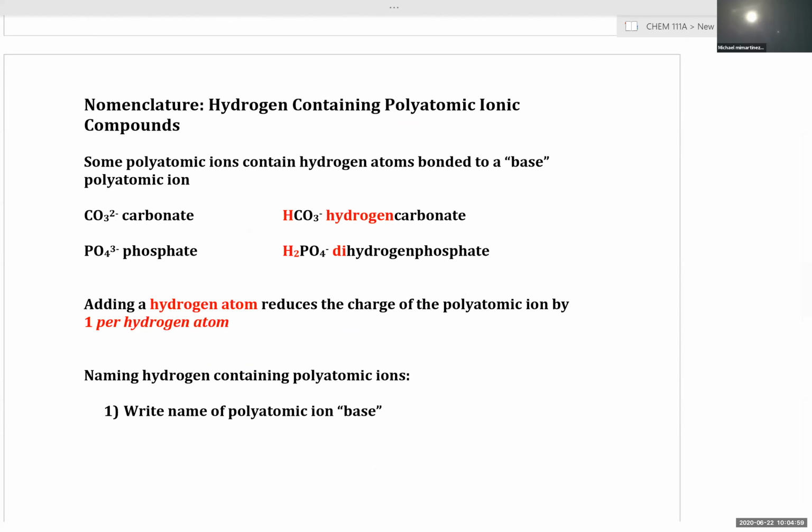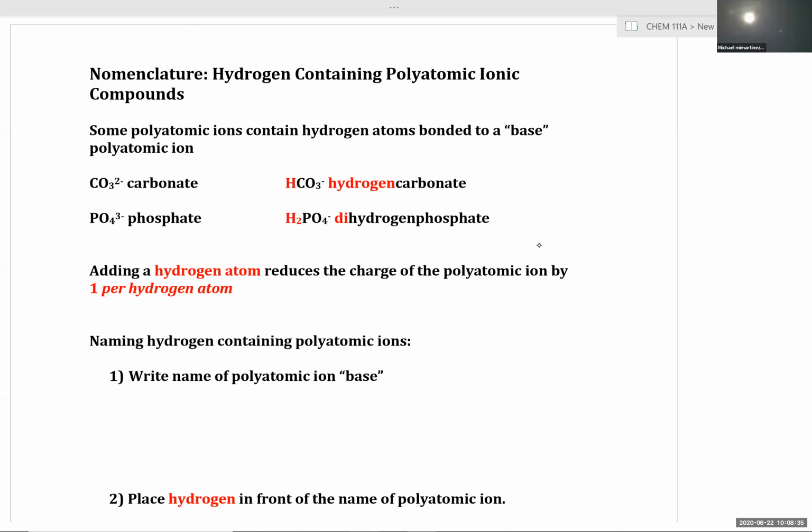And let's look next at hydrogen-containing polyatomic ionic compounds. I noticed there were a few typos in the previous set, so I corrected them. Let me pull up a corrected version so we can continue on with our lecture.